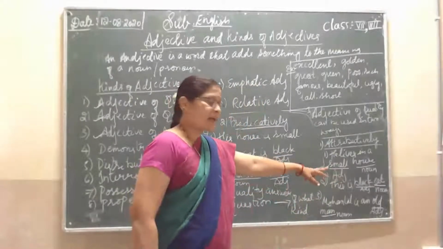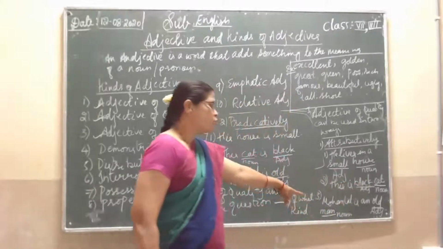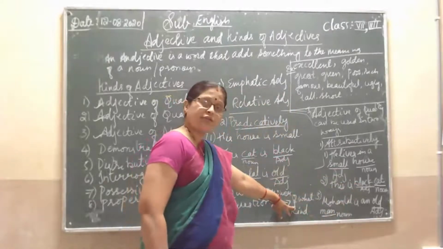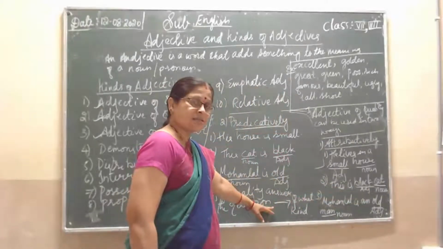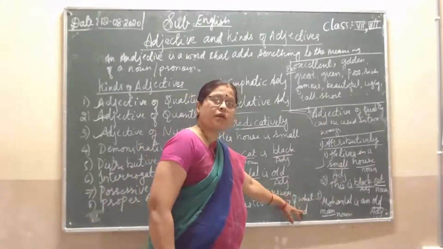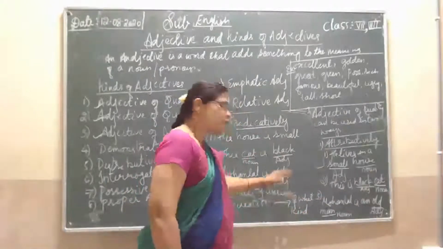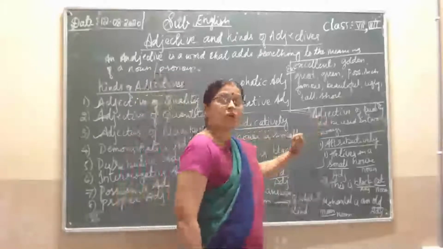This is a black cat. What kind of a cat is it? It is a black cat. Mohanlal is old. What kind of a man is he? He is an old man. This is how the adjective of quality answers the question of what kind. When you ask of what kind, you get an answer, and that particular adjective is called an adjective of quality.